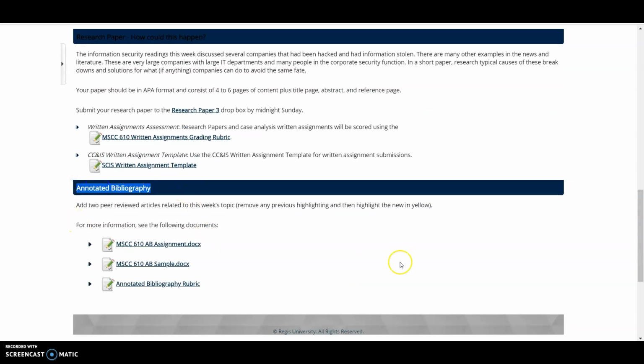And your annotated bibliography. Add 2 peer-reviewed articles related to this week's topics. Remove any previous highlighting and then highlight the 2 new ones in yellow. And for any questions, you have your assignment doc, your sample doc, and bibliography rubric.